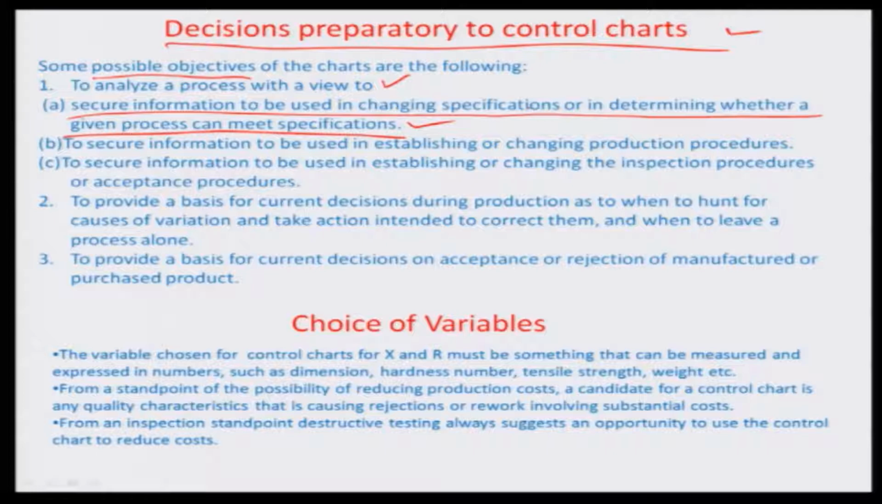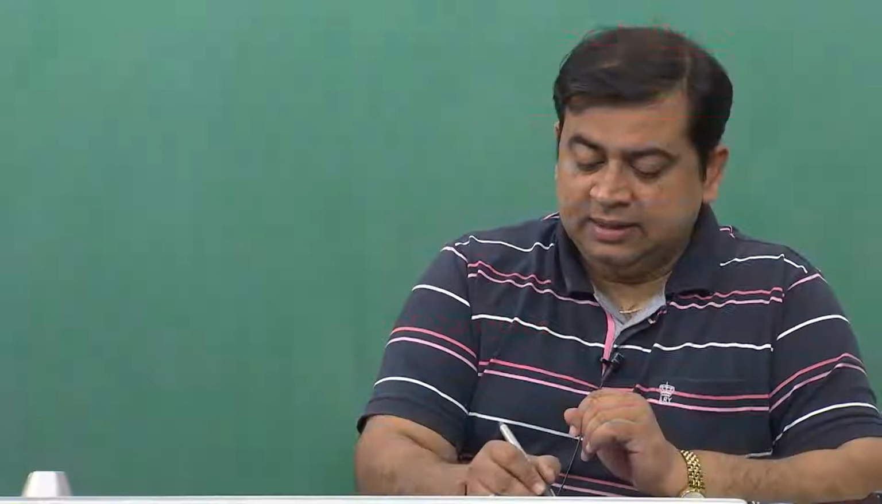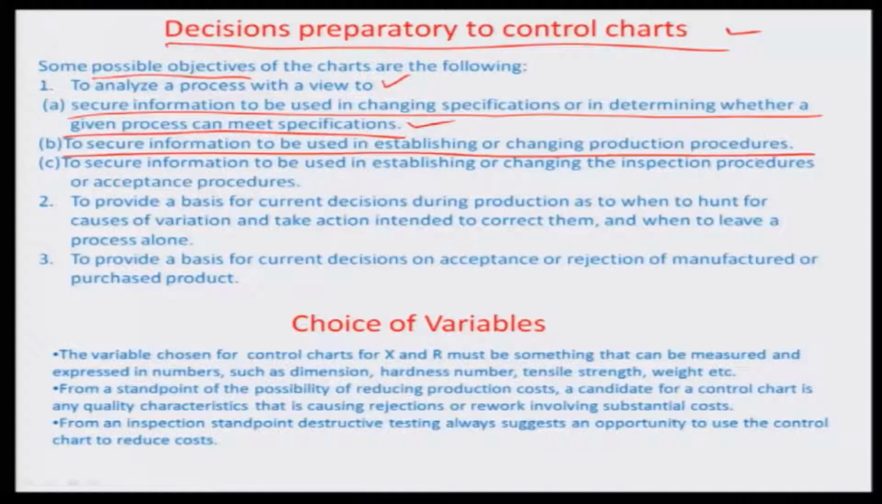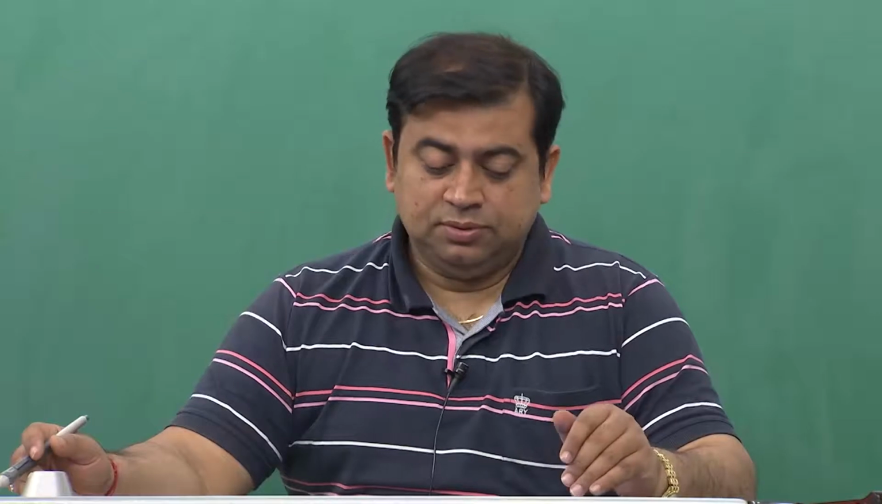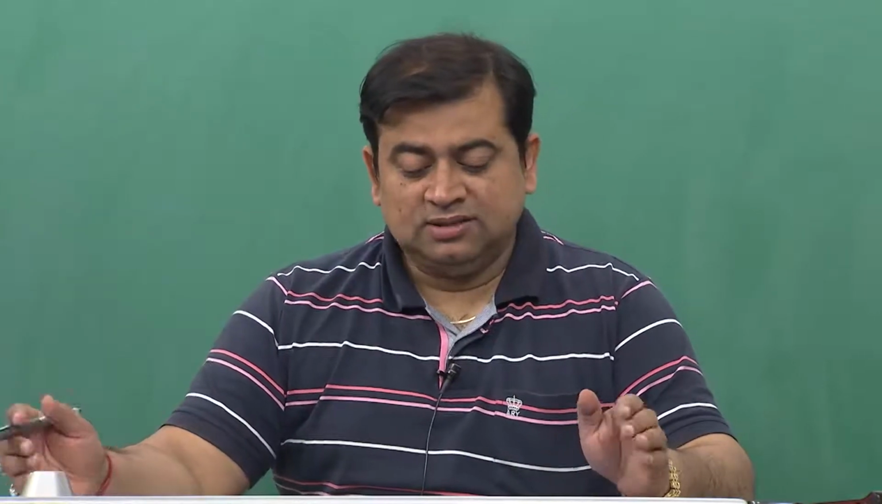Again, to secure information to be used in establishing or changing production procedures, and to secure information used in establishing or changing the inspection procedures or acceptance procedures. These are some of the possible objectives that could be lined up for describing the analysis process behind the control chart.